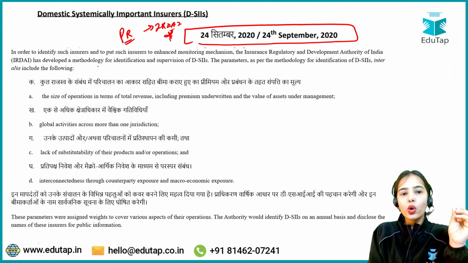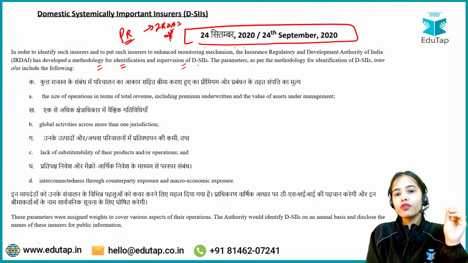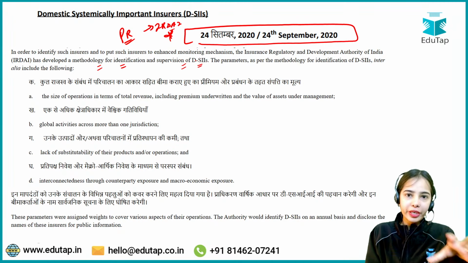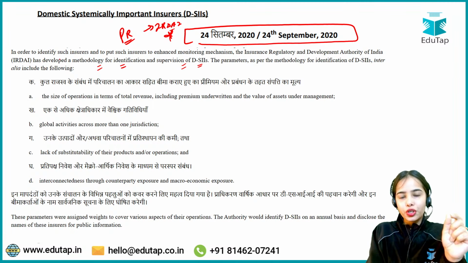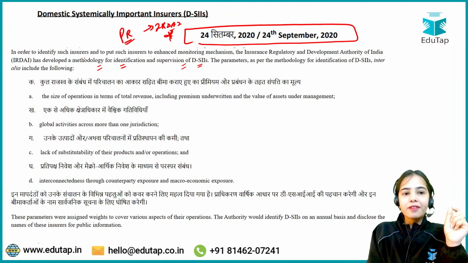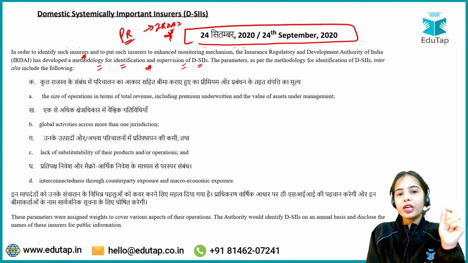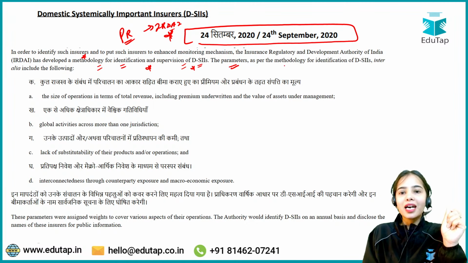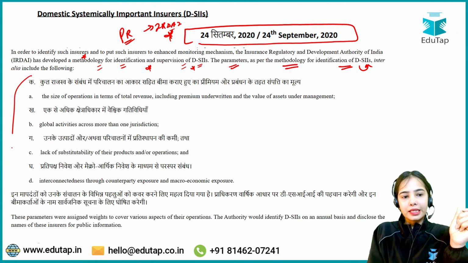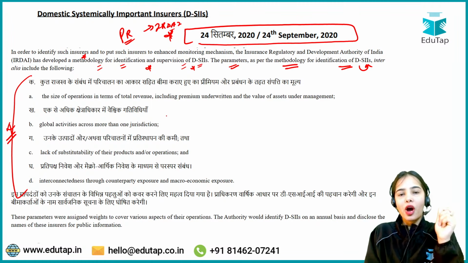Now here the methodology for identification and supervision of domestic systemically important insurers has been mentioned. In order to identify the domestic systemically important insurers, the IRDAI has developed a methodology for identification and supervision of these insurers. The parameters as per the methodology for identification of these entities are these. These are the 4 parameters that you have to keep in mind.